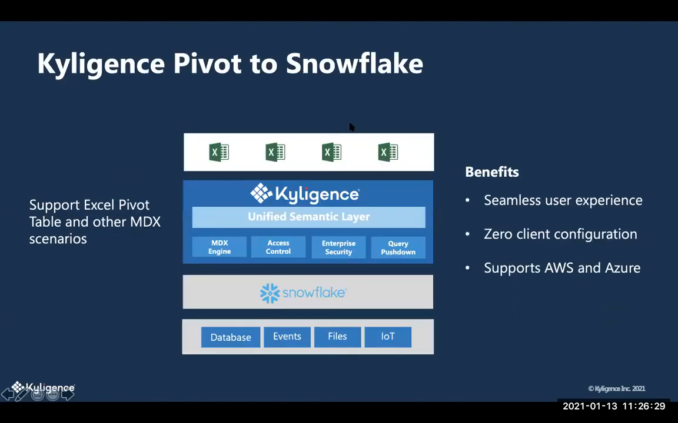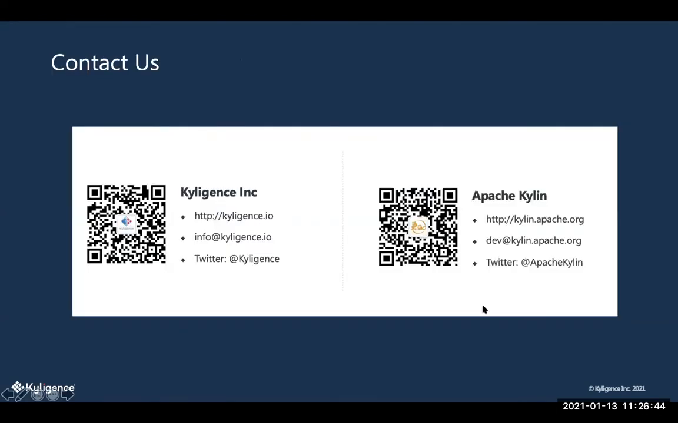The Kyligence Pivot to Snowflake solution is what we talked about today. It's that seamless experience, access to Snowflake data via pivot tables. Simple, easy, available today. If you have interest in seeing the solution or giving it a try, contact us with the following information. You see our website, our email address, our Twitter handle, and you can also learn more about Apache Kylin. So that brings us to the end of this short presentation.